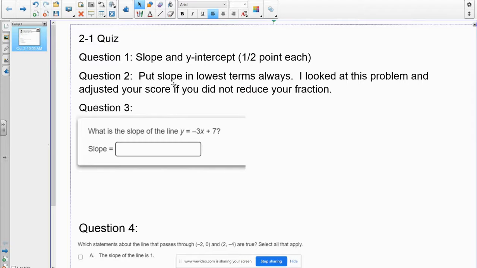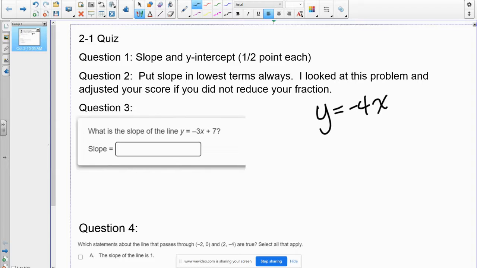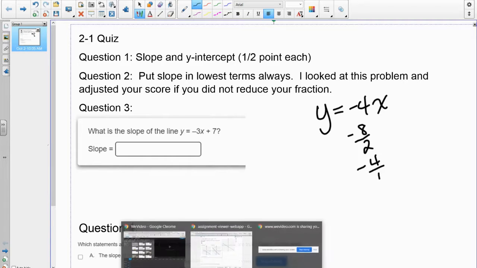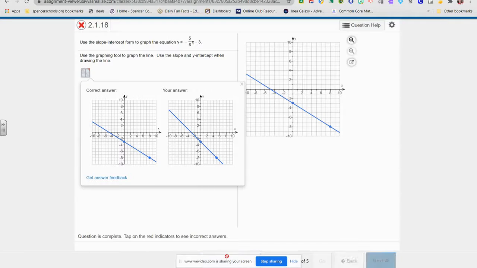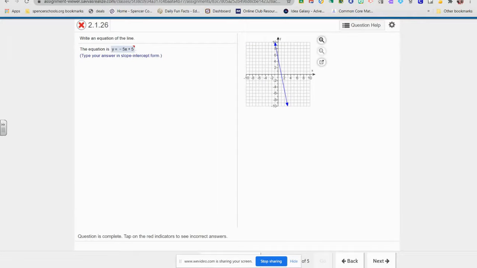Question 2: put your slope in the lowest terms always. Again, I looked at this point and adjusted your score if you just didn't reduce the fraction. Some of you I'm totally fine with. Some of you had -4 and you put -4 over 1, or if you had -8 over 2, I gave you a point. If you had -4 over 1, I gave you a point. So I went back and adjusted all those. So again, if your score changed a little bit, you'll know why.